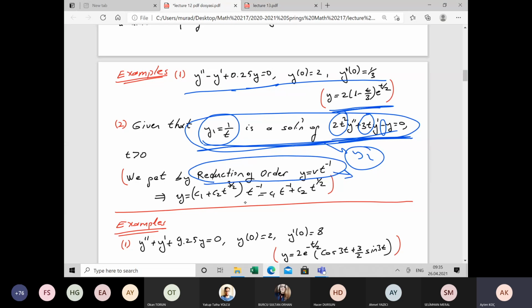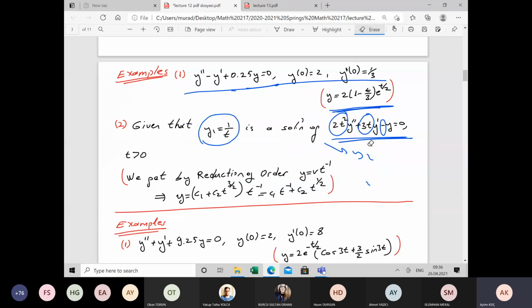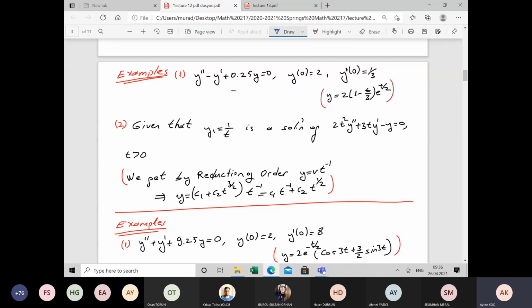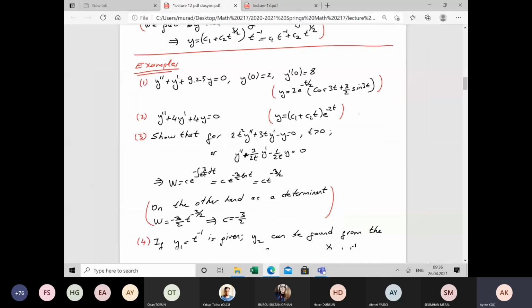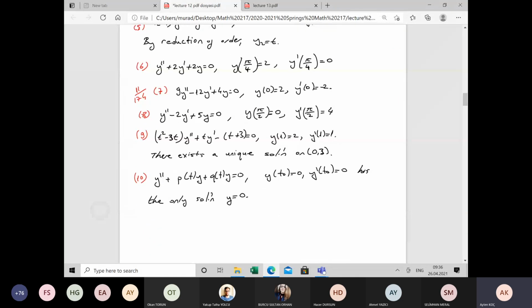So if we know y sub 2 and y sub 1, it is easy to write the general solution. And here, find y sub 2 only by using the reduction of order. Okay. Let's see more examples here. There are homework problems, and they can choose some of them. Let's solve some problems.